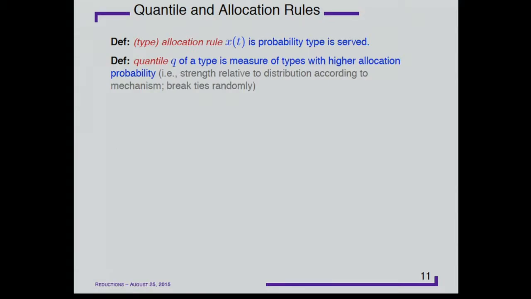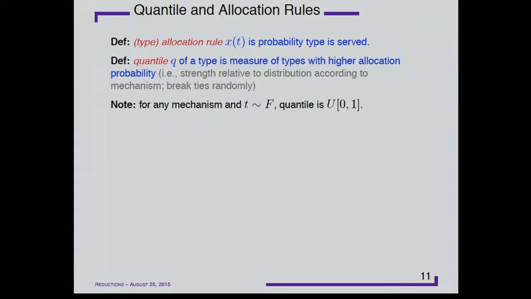So if you have a mechanism in mind, and we will usually have a mechanism in mind, then I can measure the relative strength of two different types of the players from the distribution by asking which one has a higher service probability in that mechanism. Okay? And I'm going to call the quantile of an agent q the measure of types with higher allocation probability in the mechanism that we were thinking about. Okay, so given a mechanism, I look at all the allocation probabilities. What's the probability that a random type has a higher allocation probability than this type? That's the quantile of the type.